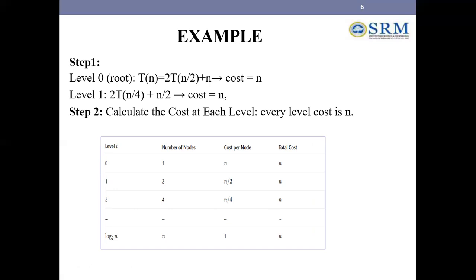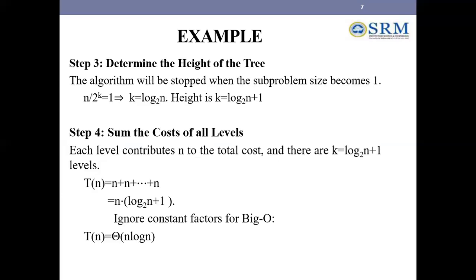So how many elements? There are n inputs, so we have n single elements in the solution space. The number of comparisons will be at most n. So at each level, the cost will be n. Now we know the cost at each level, and next we will find the height of the tree. How many levels are there?